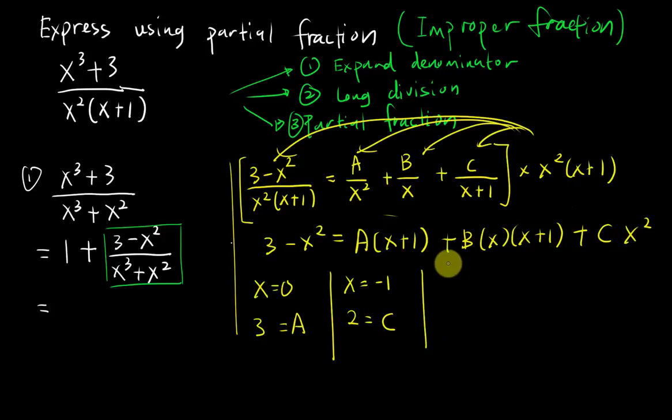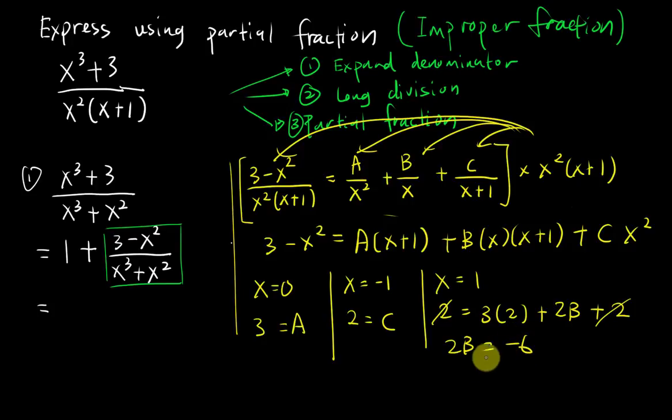Alright, then since I have a and c already, I can put any value of x, I just use 1, because 1 is an easier number to solve. 3 minus 1, I get 2. The a I just got is 3, 1 plus 1 is 2, plus b times 1 is just b, 1 plus 1 is 2b, so plus 2b, plus c is 2, 2 times 1 is 2. So I will just minus 2 from both sides, so 2b will equal negative 6, so b will equal negative 3.